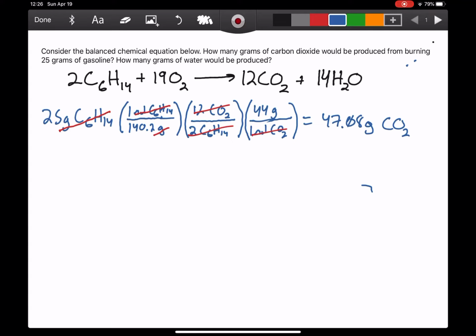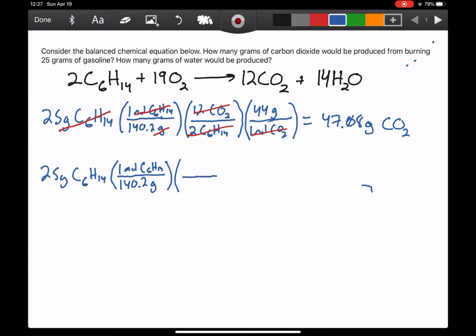The next part of the problem is asking us to find the grams of water produced from the same reaction. So we're going to follow the same steps as we did before. So we start with 25 grams of gas, and we're going to multiply by the reciprocal of the molar mass. So 1 mole of gas is equal to 140.2 grams.